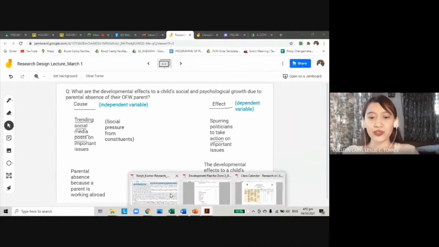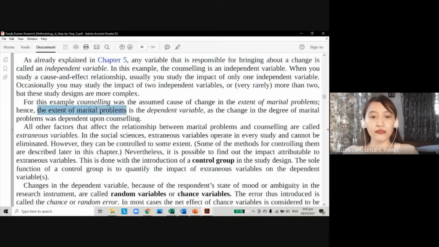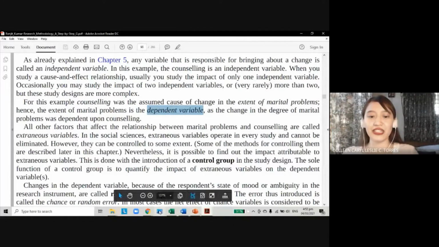Now let's go to the concept of the dependent variable. The dependent variable is the change in the degree of marital problems was dependent upon counseling. This is just an example that is commonly used, but basically the dependent variable refers to what is changed. So the dependent variable is the effect, just like what I said earlier.